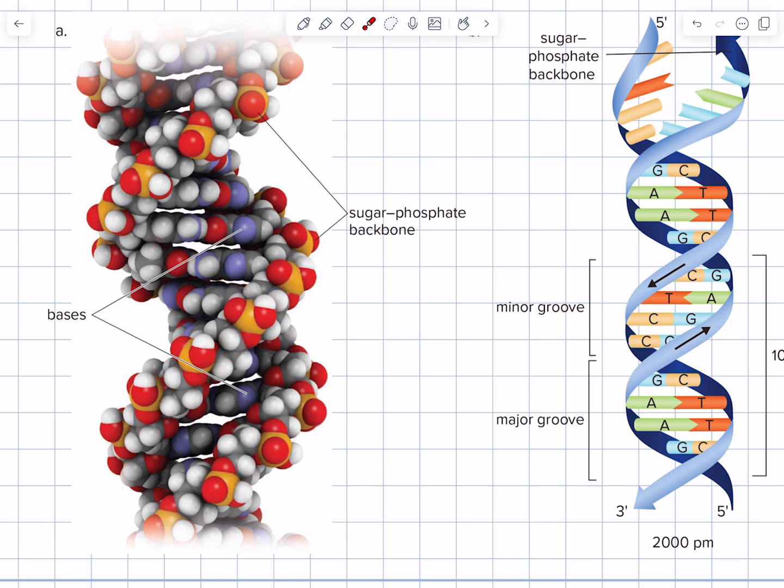And you can see in a double helix, there's alternating spacing between sugar phosphate backbones. There's a narrow, deep spacing here, and then a broader, wider spacing here. The narrow, deep spacing is called the minor groove, and the broader, wider spacing is called the major groove. And the reason that's important is because there are things called transcription factors, which recognize sequences of DNA based on, well, we'll talk about what that's based on.